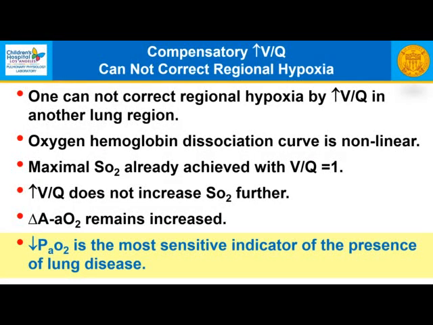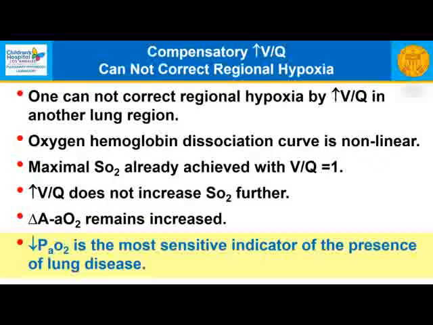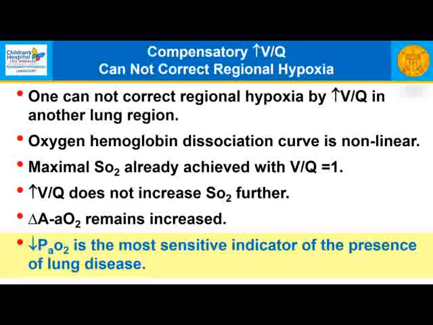And the reason is that the oxyhemoglobin dissociation curve is nonlinear, and maximal O2 saturation was already achieved with a VQ ratio of 1. Increased VQ does not increase saturation further. You can't go higher than 100%. The AaO2 gradient remains increased, and because of this, arterial PO2 is the most sensitive indicator of the presence of lung disease. You can't compensate for it. So you've got an area of regional low VQ, which is causing hypoxia, and even if you increase ventilation in other parts of the lung, you don't compensate for that.